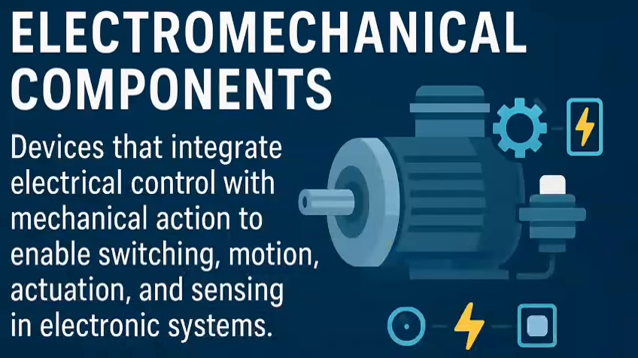What are these electromechanical components? Electromechanical components are devices that combine electrical and mechanical processes to perform functions such as switching, motion control, sensing, energy conversion, and physical actuation. Think of them as the muscles and nerves of an electronic system.